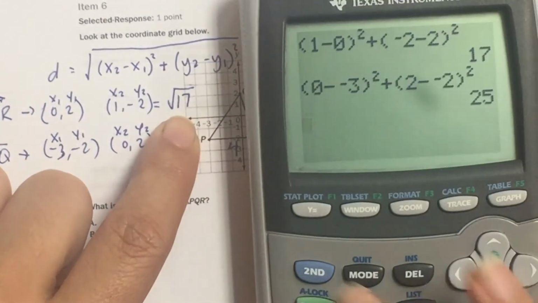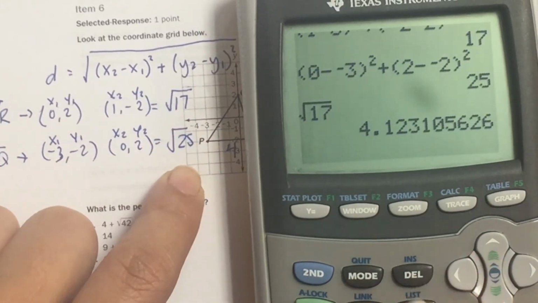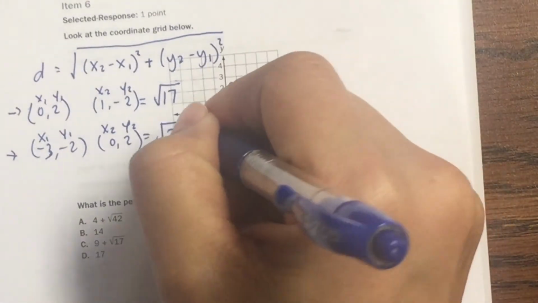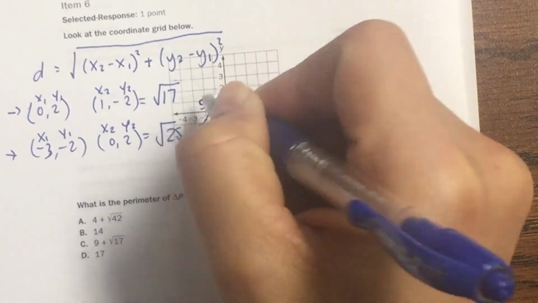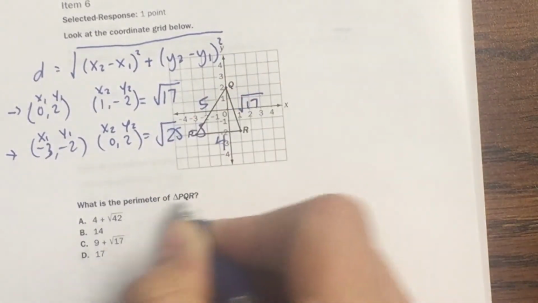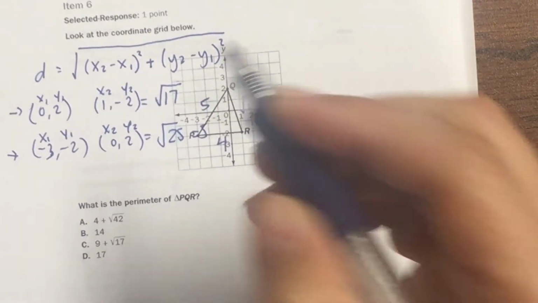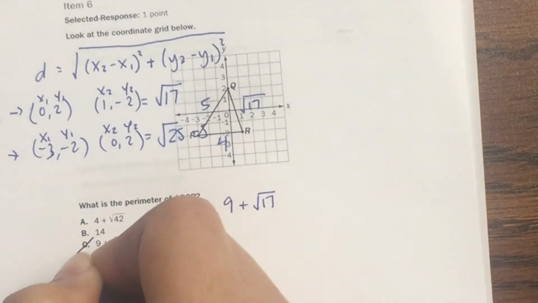Can I take the square root of 17 and get a whole number? No. What about 25? I can. It'll give me 5. So this one is 5. So PQ, P to Q, is 5, and this other one is square root of 17. To find the perimeter, you add them all together. So 5 plus 4 is 9, and then plus square root of 17. So we have 9 plus the square root of 17.